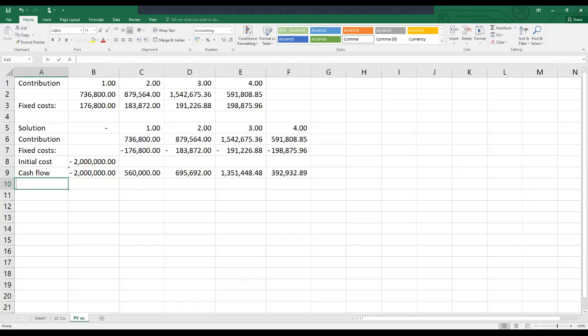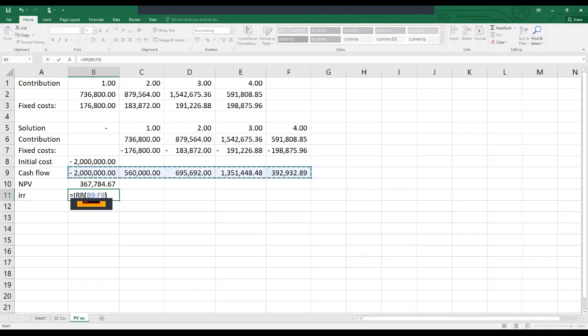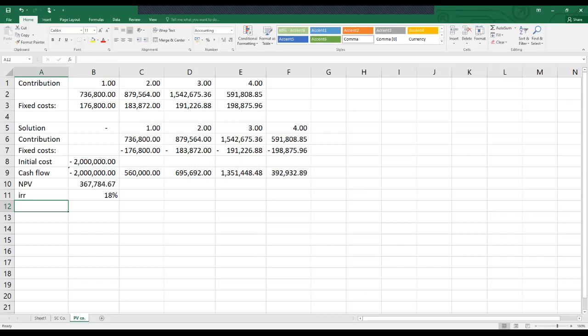So anyway, to get the NPV, therefore, NPV will be equals NPV, the rate of 10%, then from year one all the way to year four, then plus the initial capital. I'm using plus because my initial cost is already negative. That gives the NPV. Next, we need to get the IRR. IRR will be equals IRR. I define from year zero all the way to the final year. 18%, therefore, is the IRR. If you want more decimal places, you can increase it to get 17.99%.